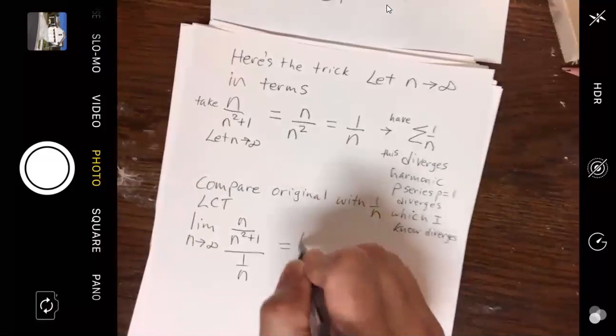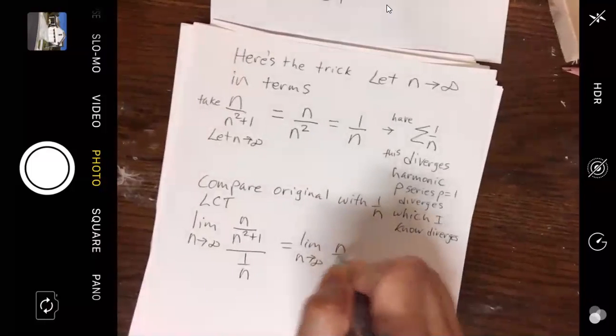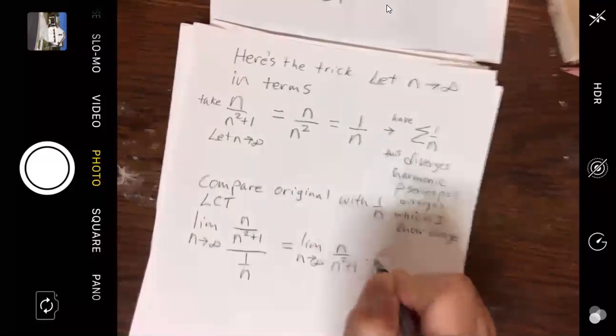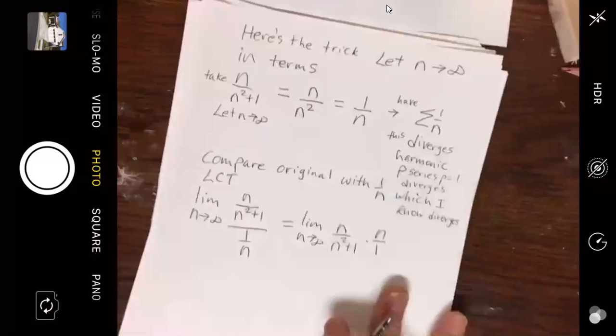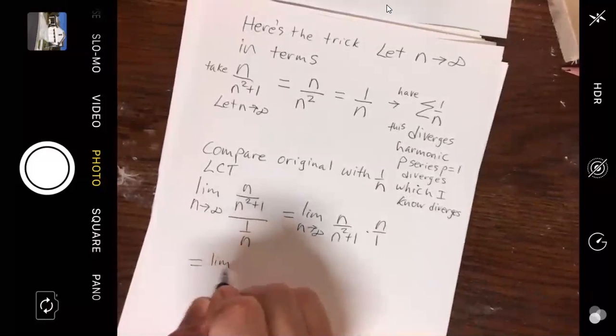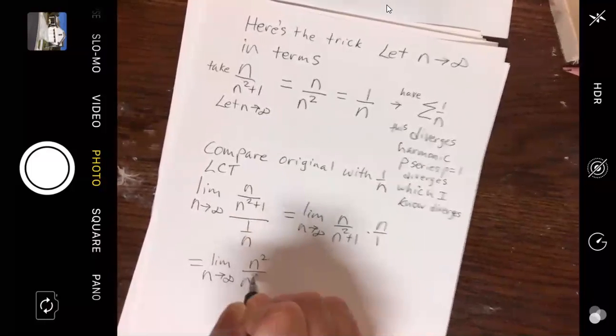Then to figure this out, take the limit as n goes to infinity of n over n squared plus 1 times n over 1. I'm going to flip the bottom. That gives you the limit as n goes to infinity of n squared over n squared plus 1.